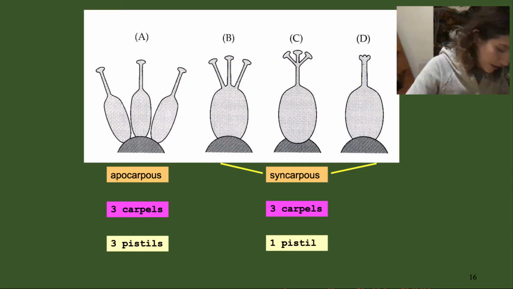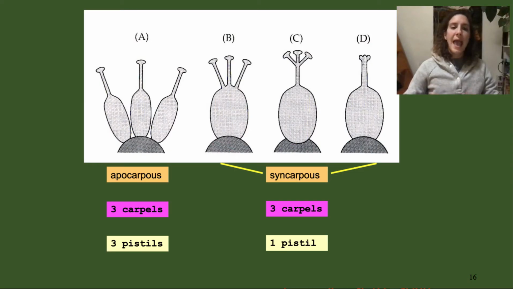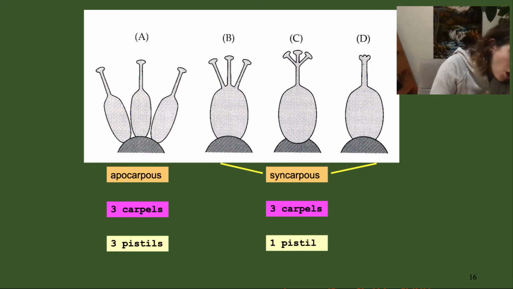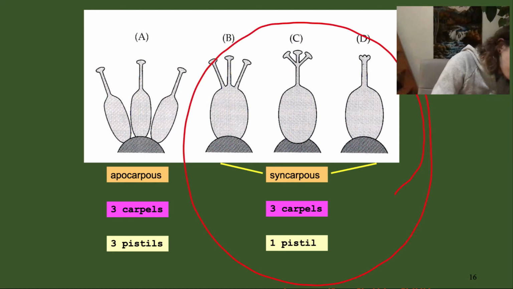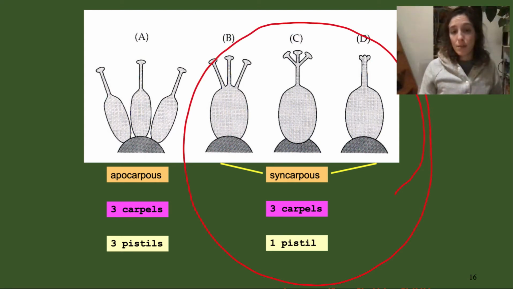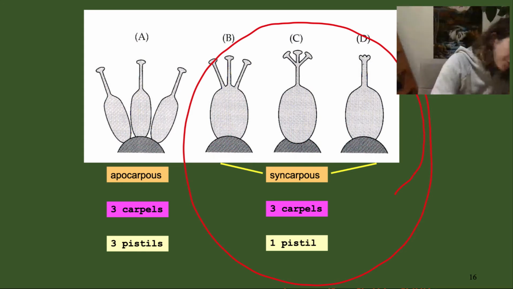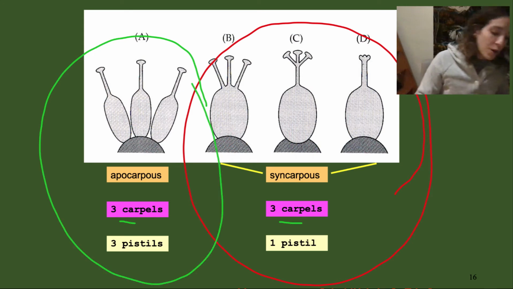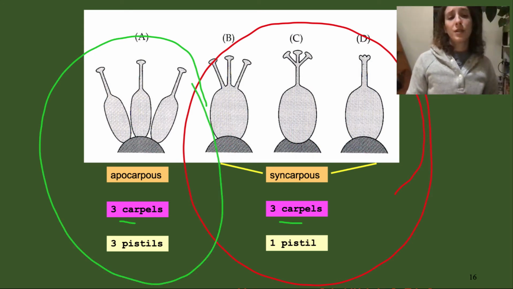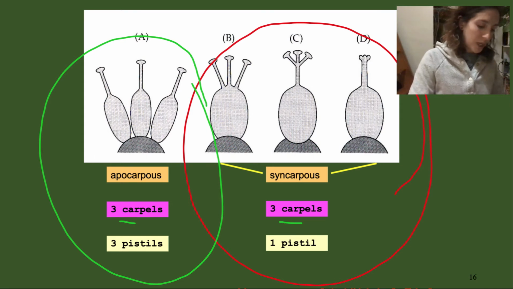because they're both dehiscent. Remember, you can have 3 carpels, but they can be situated in 2 different ways, right? When all 3 carpels are fused to one another, you have a syncarpous gynoecium, and that's just one pistil. On the other hand, when you have 3 carpels again, but they are unfused, they're separate from one another, that's when you have an apocarpous gynoecium.